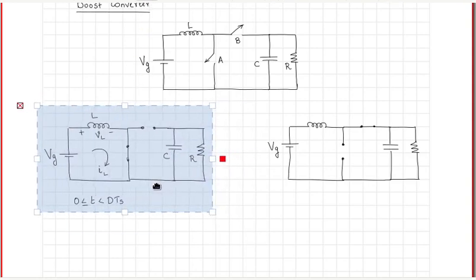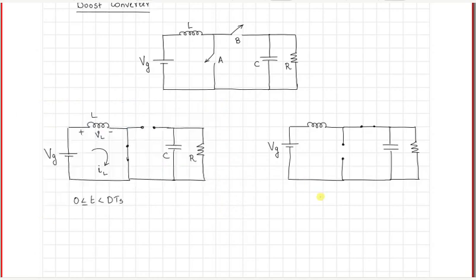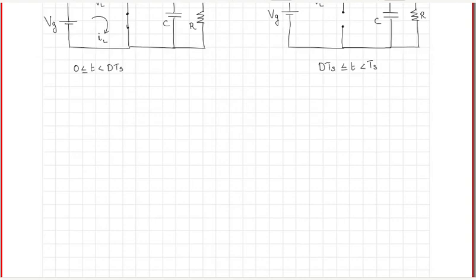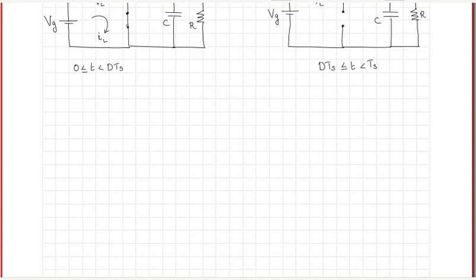So that is the situation for the on time, and this is the situation for dTs less than or equal to t less than Ts. Again, this is your L, C and R. You can indicate the polarity of VL like this, and the current through the inductor is IL. Then one can try to draw the waveforms for this converter and analyze the circuit. So let us try to do that.